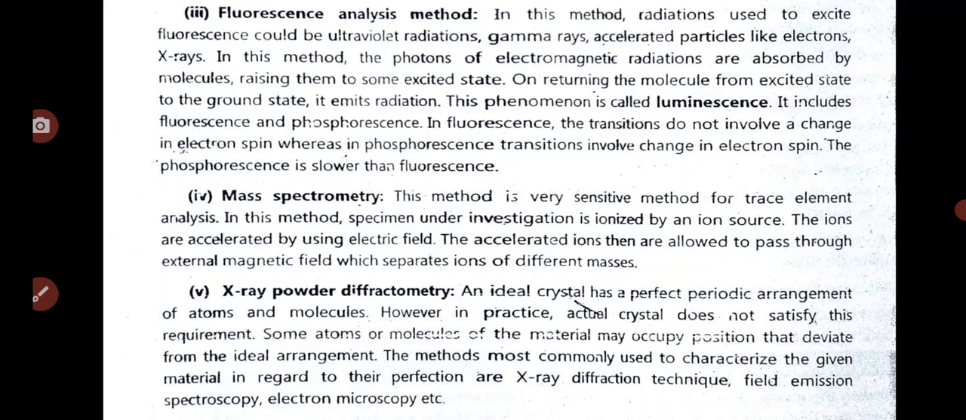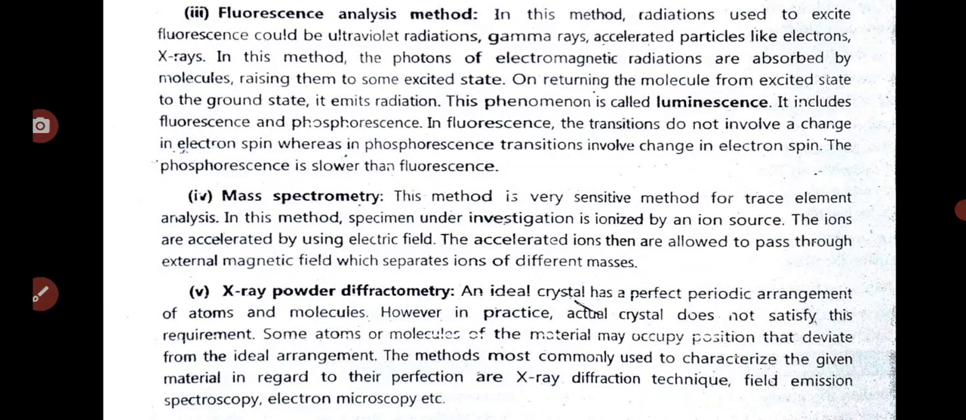Next is mass spectroscopy, a very sensitive method for trace element analysis. In this method the specimen under investigation is ionized by an ion source, and the ions are accelerated by an electric field. The accelerated ions are then allowed to pass through an external magnetic field, which separates the different masses. This is also a very useful method for the characterization of materials, based on the observations of the ions accelerated by the electric field and passing through the external magnetic field.